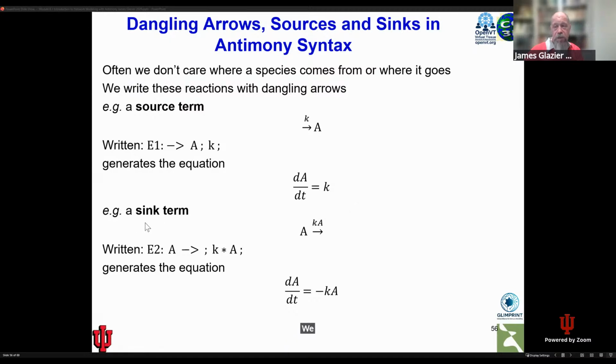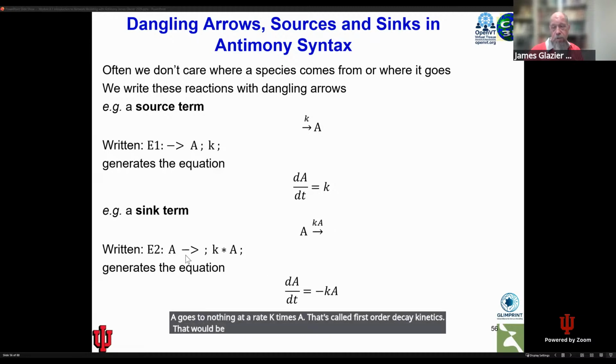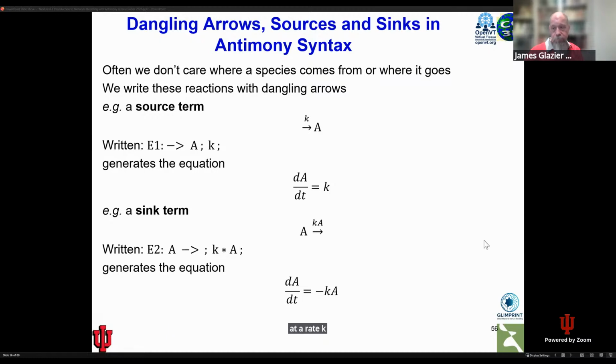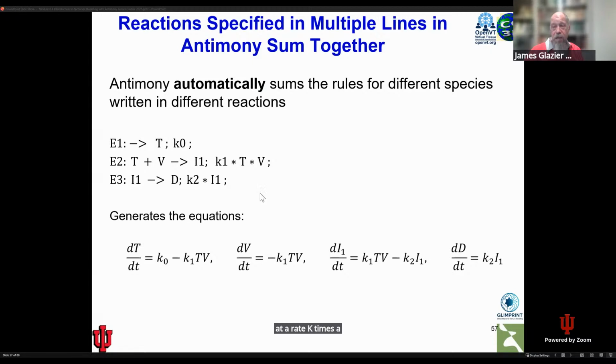We can have first order decay, A goes to nothing at a rate K times A. That's called first order decay kinetics. That would be written E2 colon A goes to nothing at a rate K times A. If we have the same molecular species in multiple antimony reaction definitions, then in the ODEs, everything sums up, and that's done automatically.